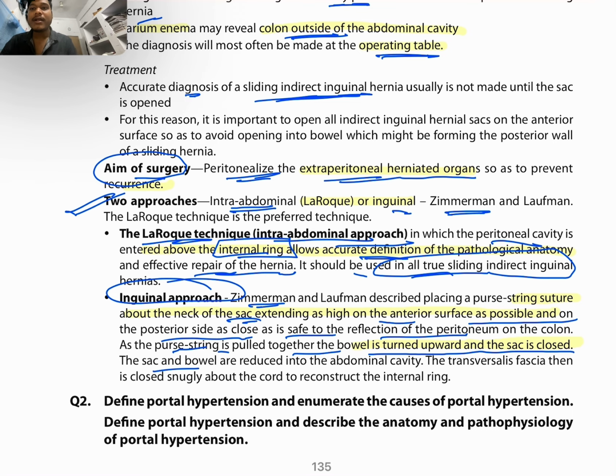And in case of the inguinal approach, that is called the Zimmerman or Lofman approach, here we will go for a purse-string suture and tie the herniated content along with the bowel, so that the movement of the bowel will occur, resulting in the closure of the sac.